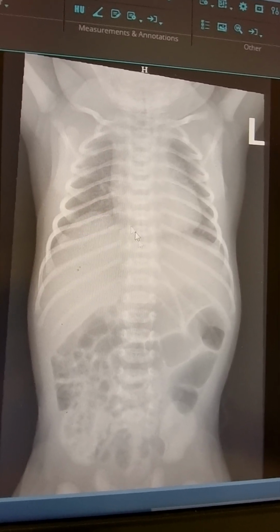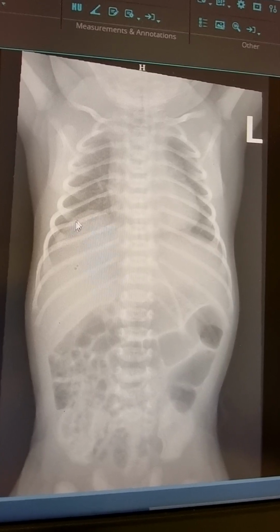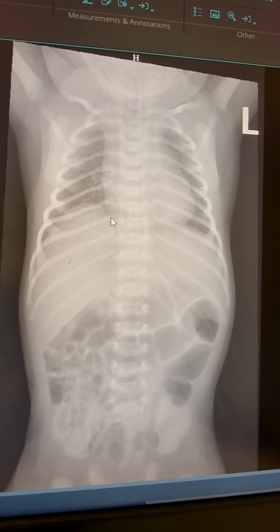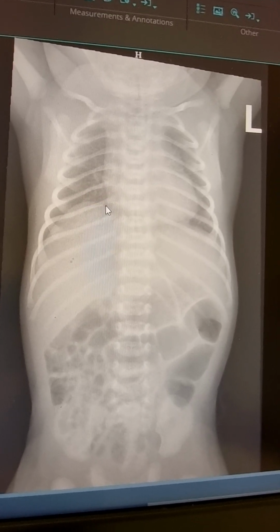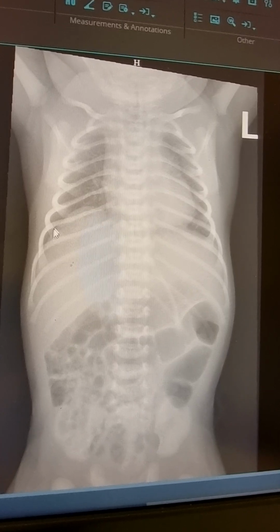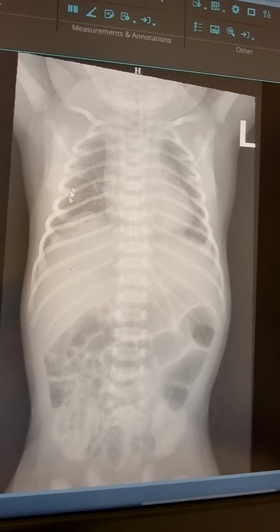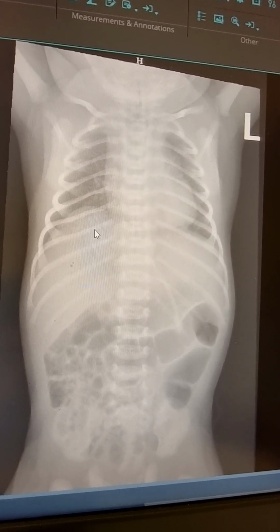So what is the definition of the diaphragmatic eventration? Elevation of the dome of the diaphragm or the hemi-diaphragm with intact continuity of the diaphragm. There is intact diaphragm and the continuity of the diaphragm is within normal. This is the definition.